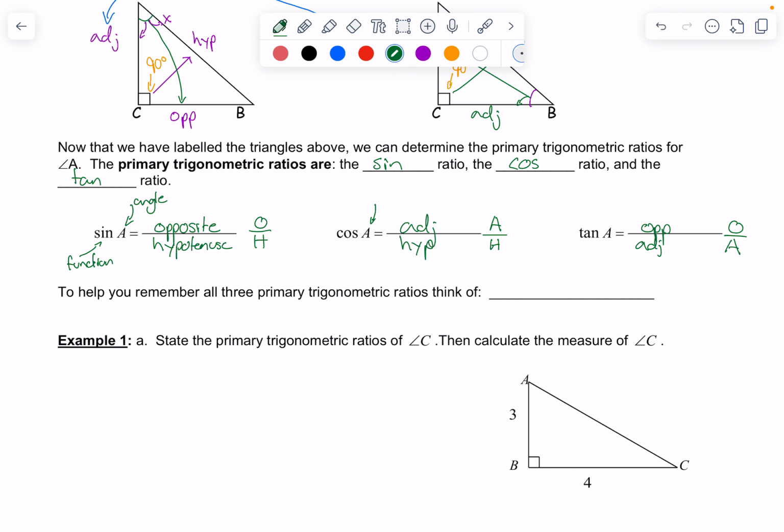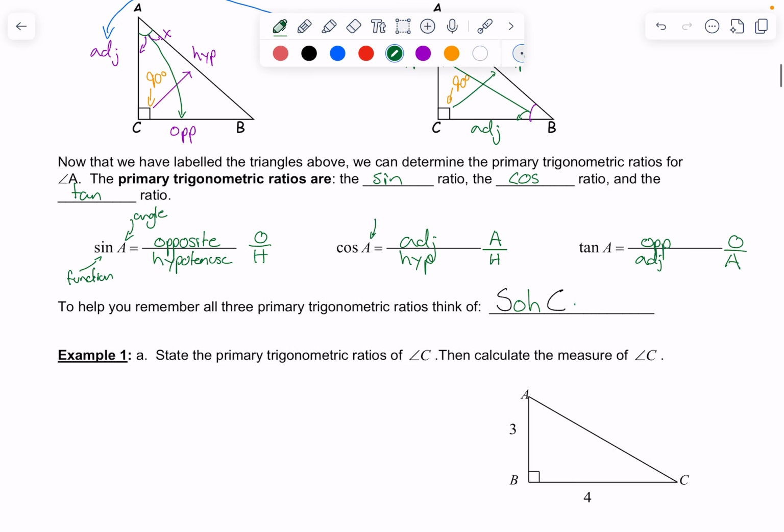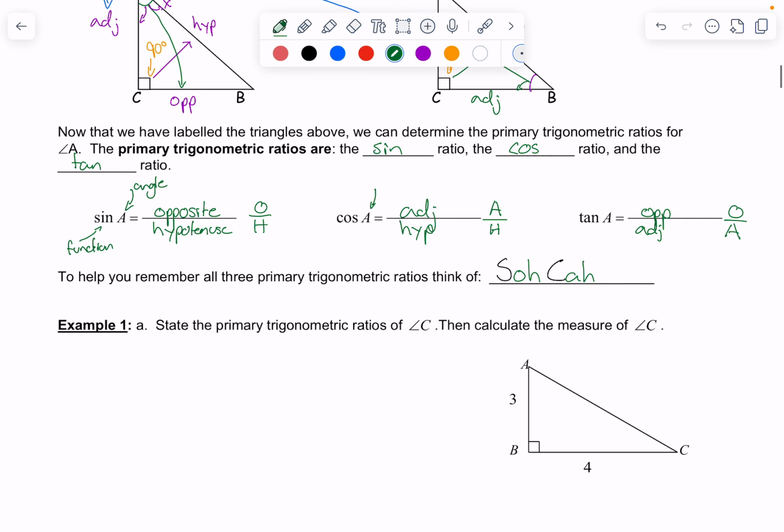is because there's a handy saying. The sine ratio, S, opposite over hypotenuse, so you call that SOH, and then you have cosine, adjacent over hypotenuse, CAH, and TOA, T, tan, opposite over adjacent. So this handy saying is SOHCAHTOA. Okay, it can help you remember what side lengths are involved in which ratio.